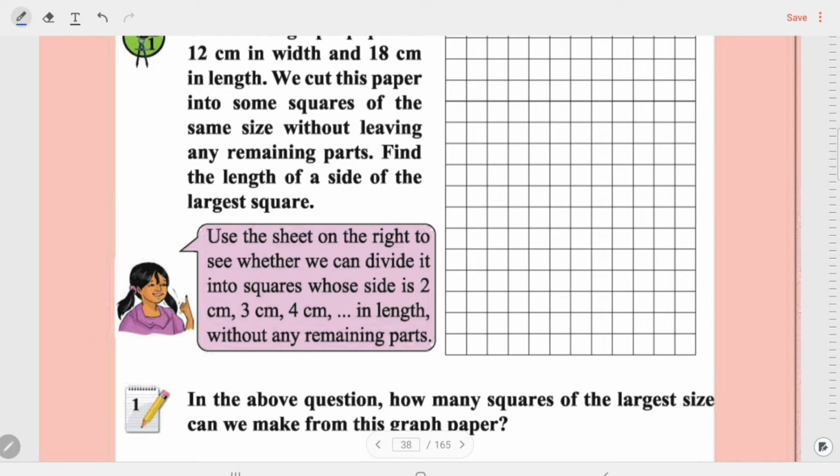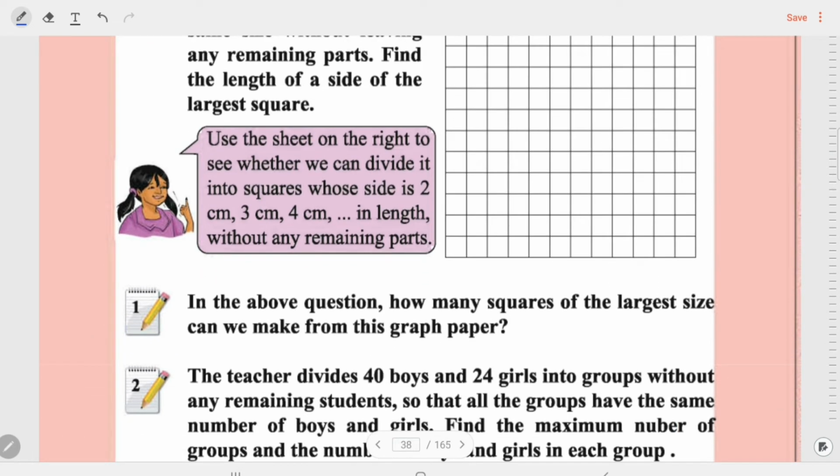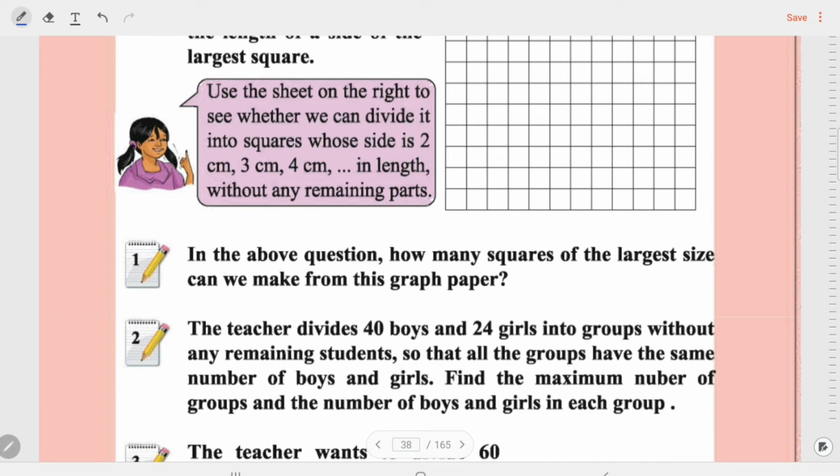Okay, in the above question, how many squares of the largest side can we make from this graph paper? Just now we got it, right? 9. Okay, the teacher divides 40 boys and 24 girls into groups without any remaining students, so that all the groups have the same number of boys and girls. Find the maximum number of groups and the number of boys and girls in each group.